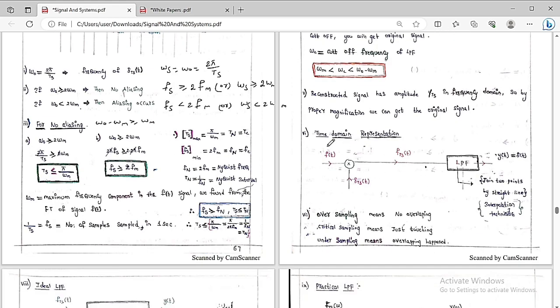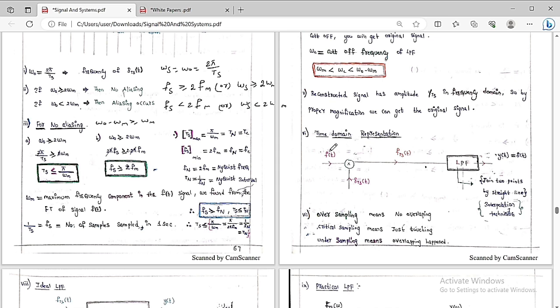So finally, I am going to give the time domain representation. What are the concepts that we have learned? This is the signal f of t, and this is delta Ts of t, the impulse train. These two we multiply, and then we get f Ts of t. We pass this signal through the low pass filter, we get some signal, then we do some scaling. Finally, we get y of t equal to f of t.